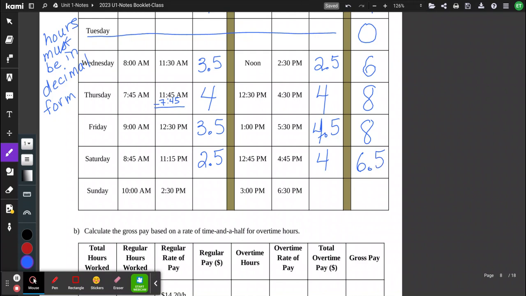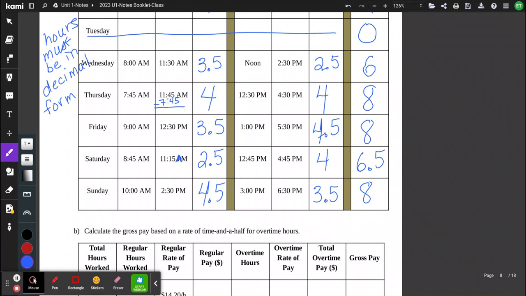The next question, 10 to 2:30 is 4.5 hours. And then we're going 3 to 6, which is going to be 3.5 hours. So that's going to give you 8. Saturday? 13.5, not 2.5. 11:15 p.m. Oh, it's wrong. This should be AM. That was a spelling error. Yeah, because that was AM, and then they have a lunch break of an hour and a half, and then they go back to work at 12:45. Yeah, that was a typo there. That should be AM. Okay, good catch there.